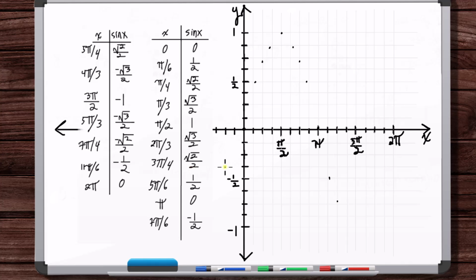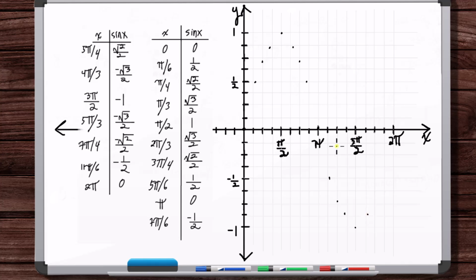Okay, 4 pi over 3 is right before the third tick, so 1, 2, 3 right here, and that was 0.866, so right here. Okay, then 3 pi over 2 was minus 1. All right, 5 pi over 3 is going to be minus root 3 over 2. That was a little bit past the first tick after the quadrantal angle, so, okay.